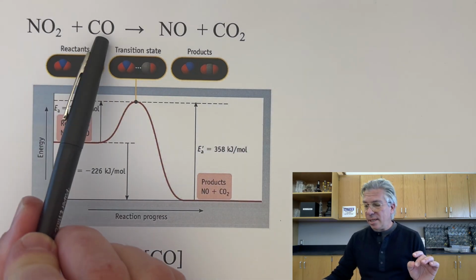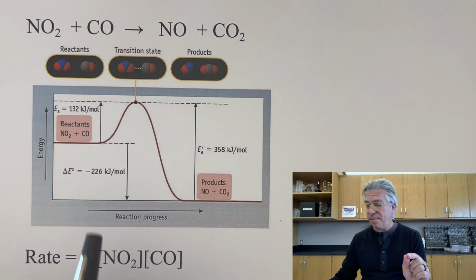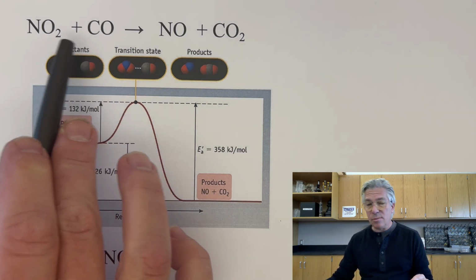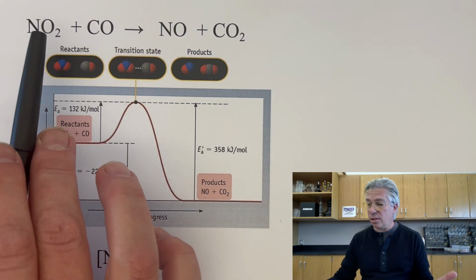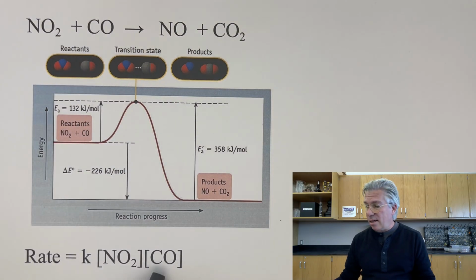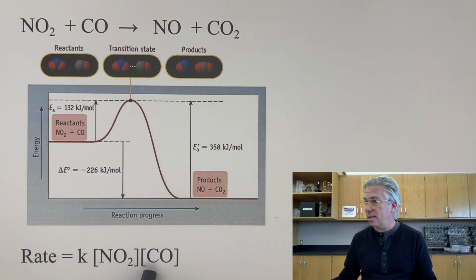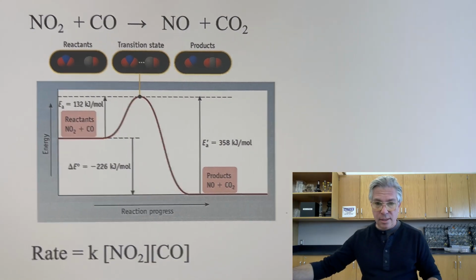But because this and this have to react with each other, you can actually write the rate law based on what we call the molecularity of the reaction. What two reactants are there? They're both super important, so they are both part of the rate law. Rate equals a constant times the NO2 and the CO. And if we presumably doubled one of the concentrations, we would double the rate. And if we triple the concentration, we'd triple the rate. They're first order in both.